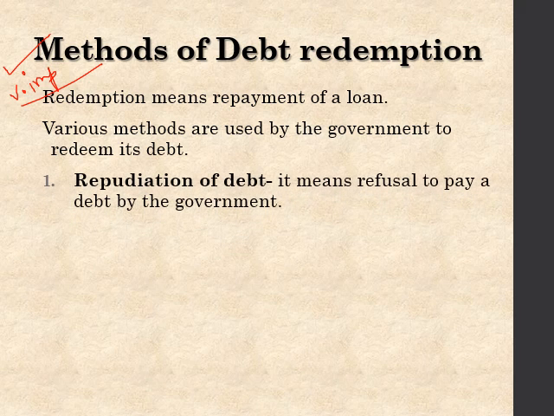First one, repudiation of debt. In short, it means refusal to pay the debts by the government. You will refuse: I will not pay, whatever you feel, you will do it. I will not pay. A similar thing happened with Russia in 1917. Russia also did the same thing.